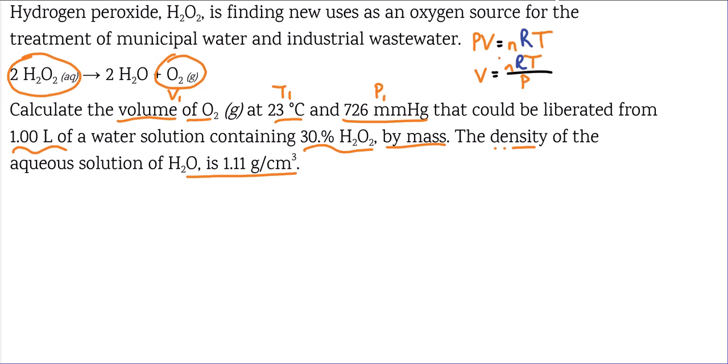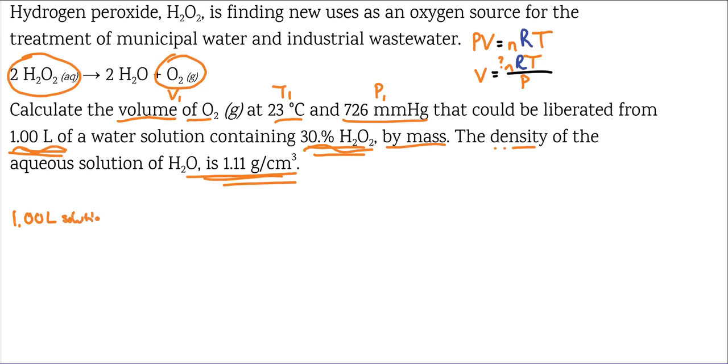Now when we get started, we cannot start with our 30%. We cannot start with our density. And the reason for this is concentrations are conversions, and densities are conversions because they allow us to move between mass and volume. We're going to start with 1 liter of solution.